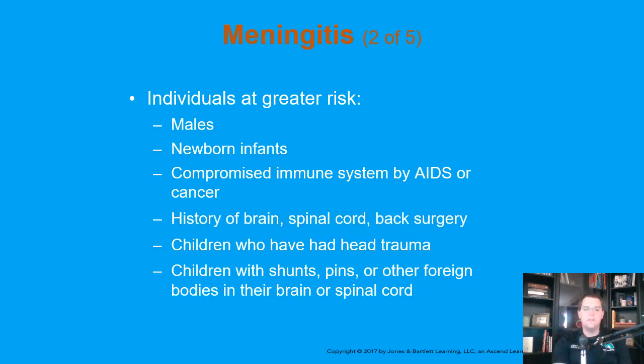So who's at risk of this? Males are at greater risk, along with newborn infants. Newborn infant males are at a high risk there by definition. Anybody that's immunocompromised has a higher risk of that. Anybody that has had brain, spine, or back surgery anywhere near those structures is, of course, at a higher risk for meningitis. Head trauma, yes. Children that have anything foreign in their body, shunts, pins, anything like that that is near their brain and spinal cord is a potential vector for infection.